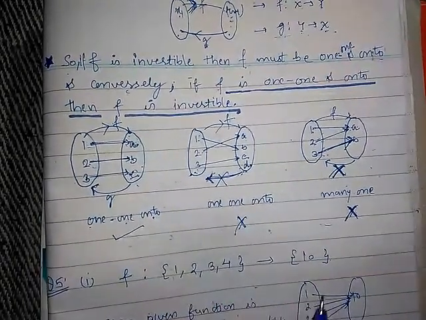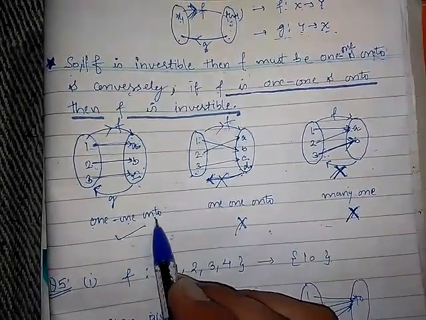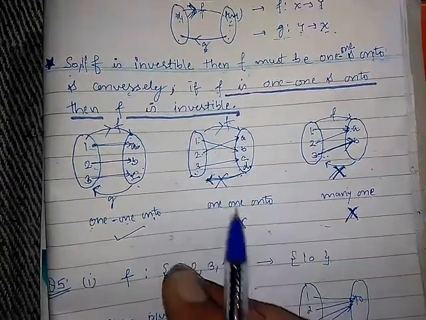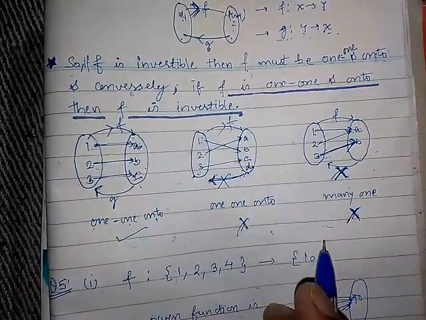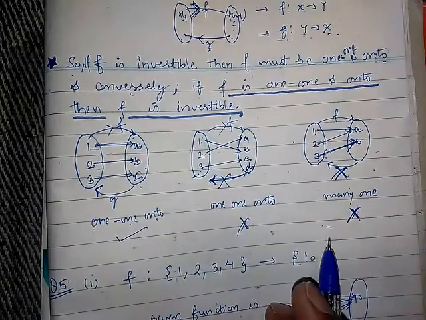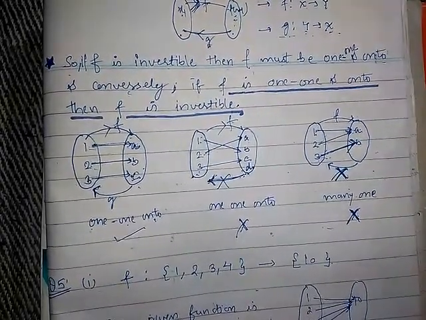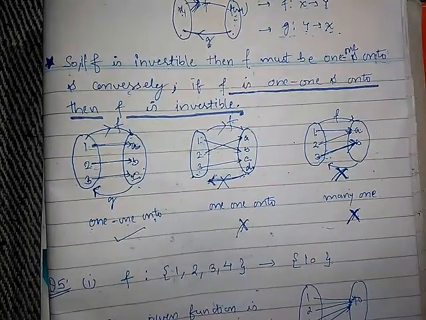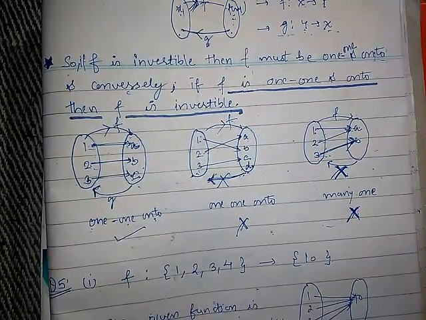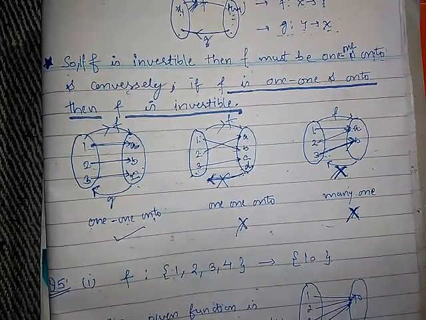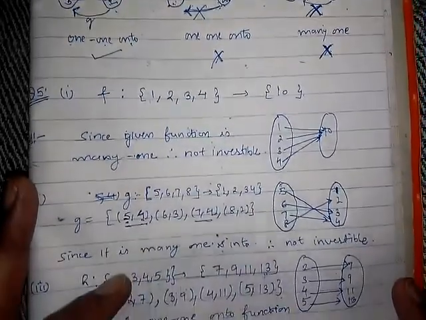So there is only one condition, that is 1-1 and onto. Clear? I hope you have understood when a function can be invertible, right? So let us find the inverse now. From exercise 1.3, question number 5 is there. State with reason whether the following functions have inverse or not. So question number 1 is very easy.